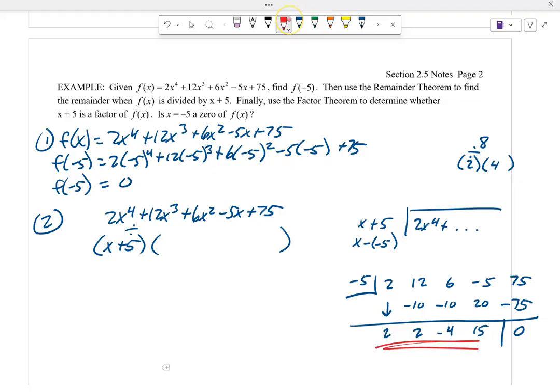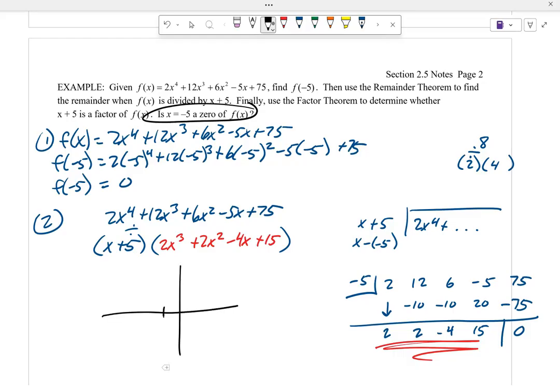So this is what we get for our divisor. So 2x, 1 degree less, to the third plus 2x squared minus 4x plus 15. It's a clean factor, that x plus 5. So is x being -5 a 0? You bet it is. -5, x minus -5 is a factor, so -5 is a 0. It's there. It's the remainder 0.